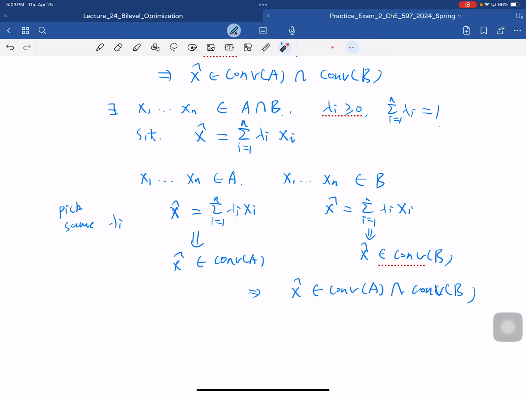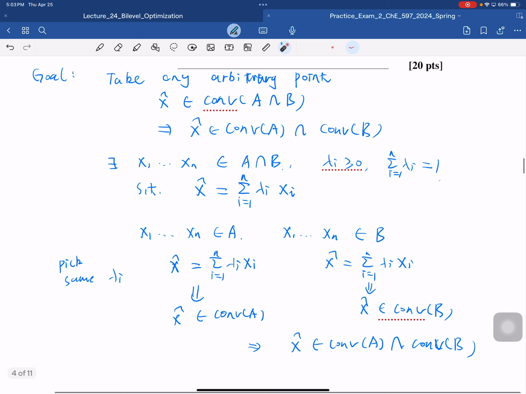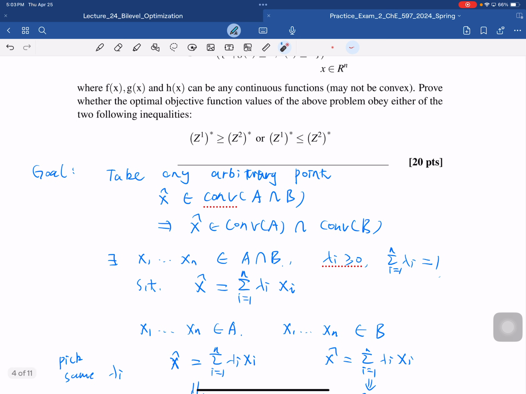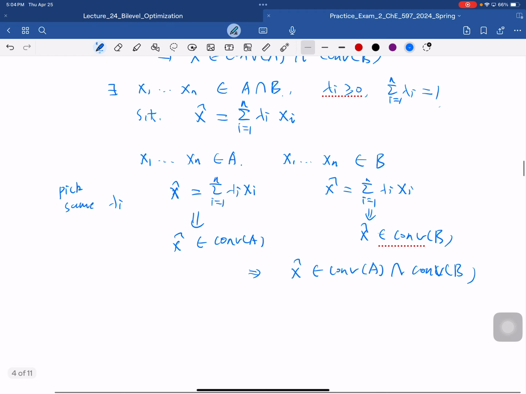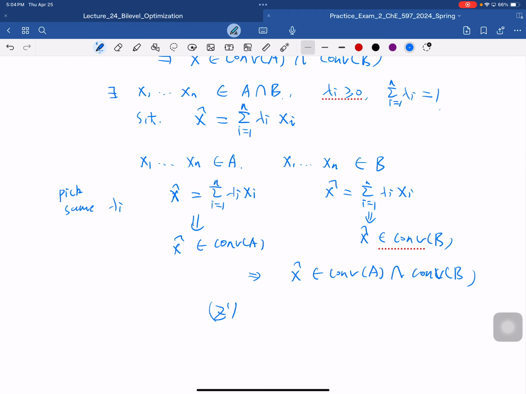Actually, I can ask you a further question. When A and B are both convex sets, these two sets are equal. But for non-convex sets, you can pick a toy example where these two sets are not equal. One is strictly contained in the other. So with that, we know that the second set is more constrained, right? Then we have Z1 star is less than or equal to Z2 star.